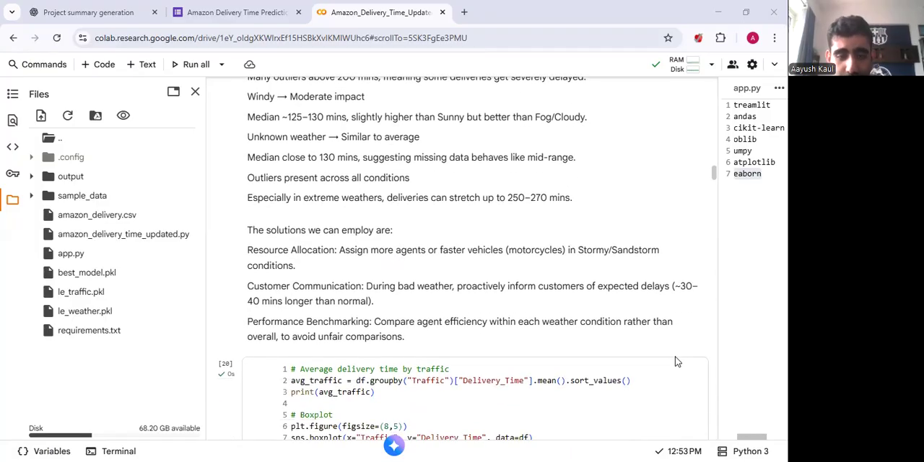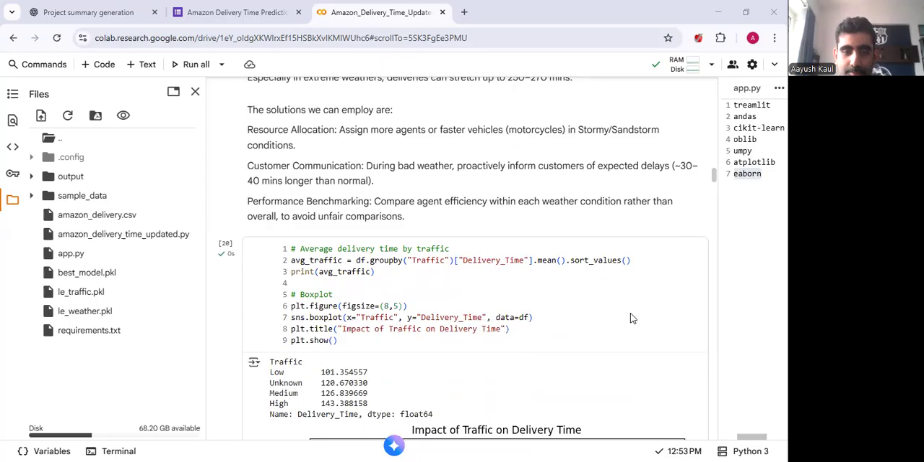After that, we can benchmark the performance of different agents, and we can benchmark it within each weather condition to avoid unfair comparisons. Because regardless of how well an agent is, the weather would play its role. You cannot expect agents to deliver quicker in a stormy condition. So this would ensure fair benchmarking within agents.